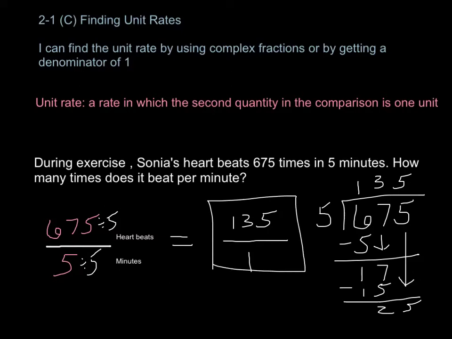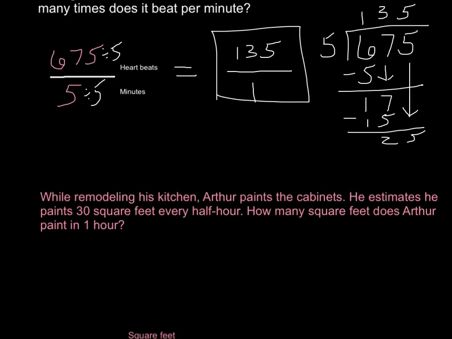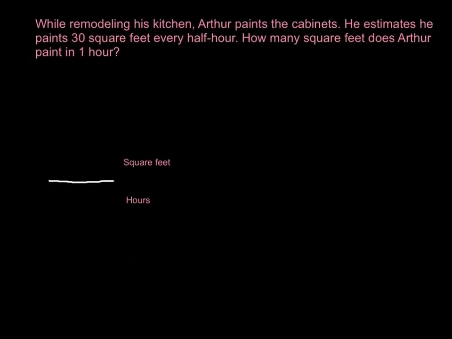Okay, so let's scroll down here and look at a new problem. I've got about 3 examples for you guys so we can make sure we've got a good handle on this. While remodeling his kitchen, Arthur paints the cabinets. He estimates he paints 30 square feet every half hour. How many square feet does Arthur paint in 1 hour? So again, we're trying to find a unit rate because we're trying to figure out how much he paints in 1 hour. Okay, the rate that we have now works with a half hour.